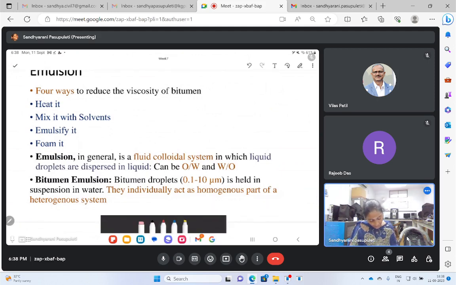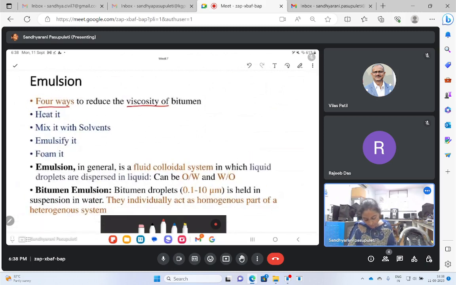So every time we want to do any test, what do we do? We initially heat the bitumen, because at room temperature or intermediate temperature like 25 degrees, bitumen has viscoelastic properties, and it is stiff, it is hard. So in order to make it more workable, we need to heat that bitumen. So there are four ways to reduce the viscosity. We are always heating the bitumen to reduce the viscosity. So one way is to heat it, and another way is to mix it with solvents.